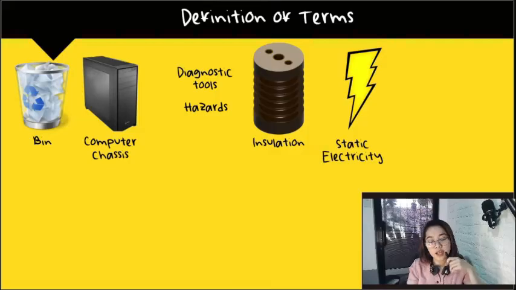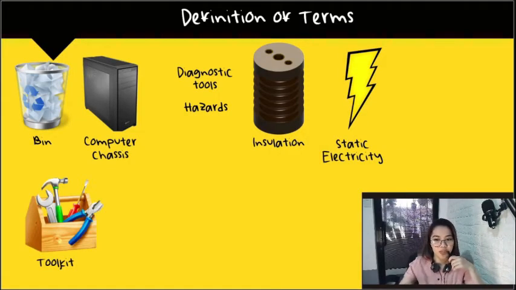Next one is the toolkit. Basically, it is a set of tools designed to be used together or for a particular purpose, such as this. Next we have the bit. This is a fundamental unit of information having just two possible values, either the binary digits of 0 or 1. Next is the byte.